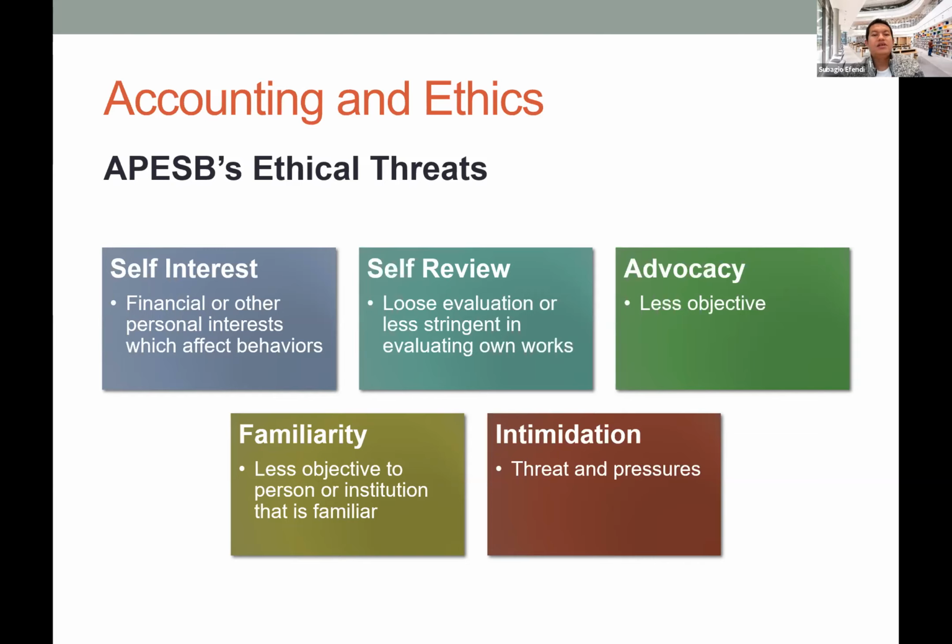Okay, and then self-review. Sometimes the accountant needs to evaluate or examine his or her own project in the past, or his colleague's projects within the same accounting firm. This kind of self-review could make the accountant become less stringent, and a little bit loose in evaluating the project or the work. Okay, and then advocacy. If the accountant has some specific issue that they want to advocate with the company or the clients or with any other stakeholders, they might become less objective.